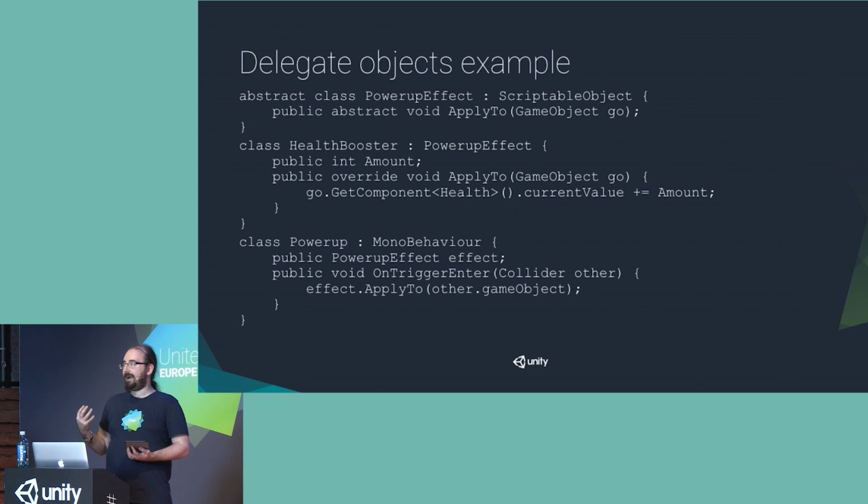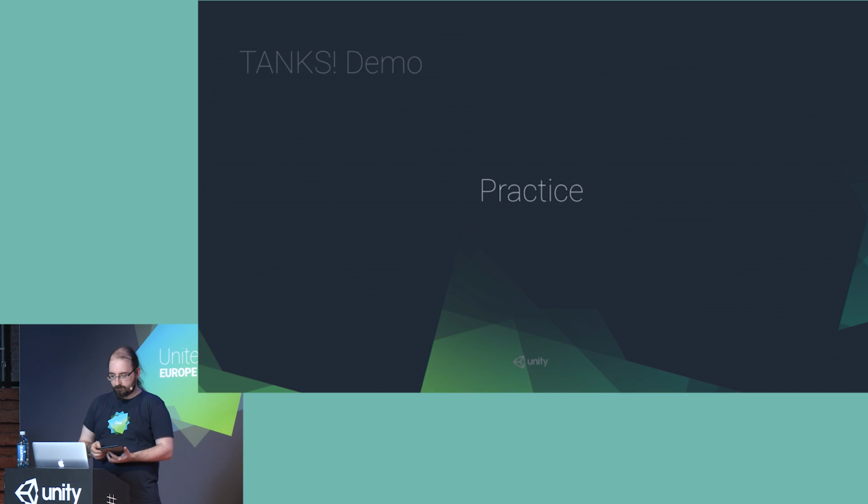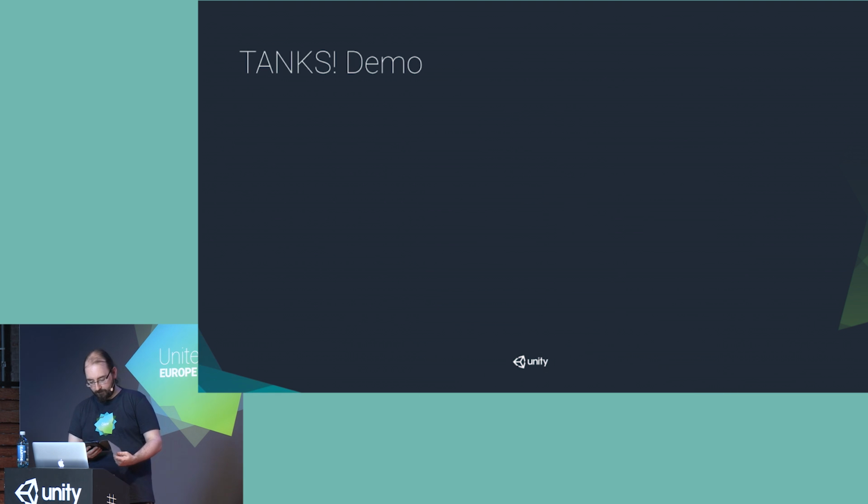And then when it comes to the actual power-up object that the player's going to pick up, we're saying, OK, when the player enters the trigger, we apply the effect to them. So the power-up MonoBehaviour has delegated all of the actual work it's going to do to the scriptable object, and it's a delegate pattern. So let's look at some of this stuff in practice with the Tanks demo.